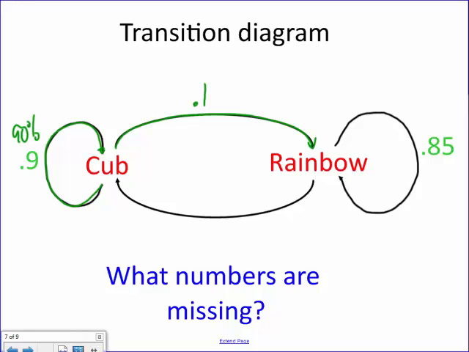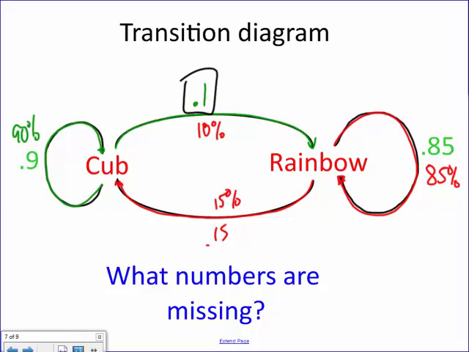Whereas for Rainbow, we have 85% are returning to Rainbow, which we had right here. And then 15% are now going to Cub. So 0.15 for that 15%. So that was 15%. This is 10%. Whoops. So those are the numbers that are missing. This 0.1 right here that are going to Rainbow now, and this 0.15 that are heading to Cub.